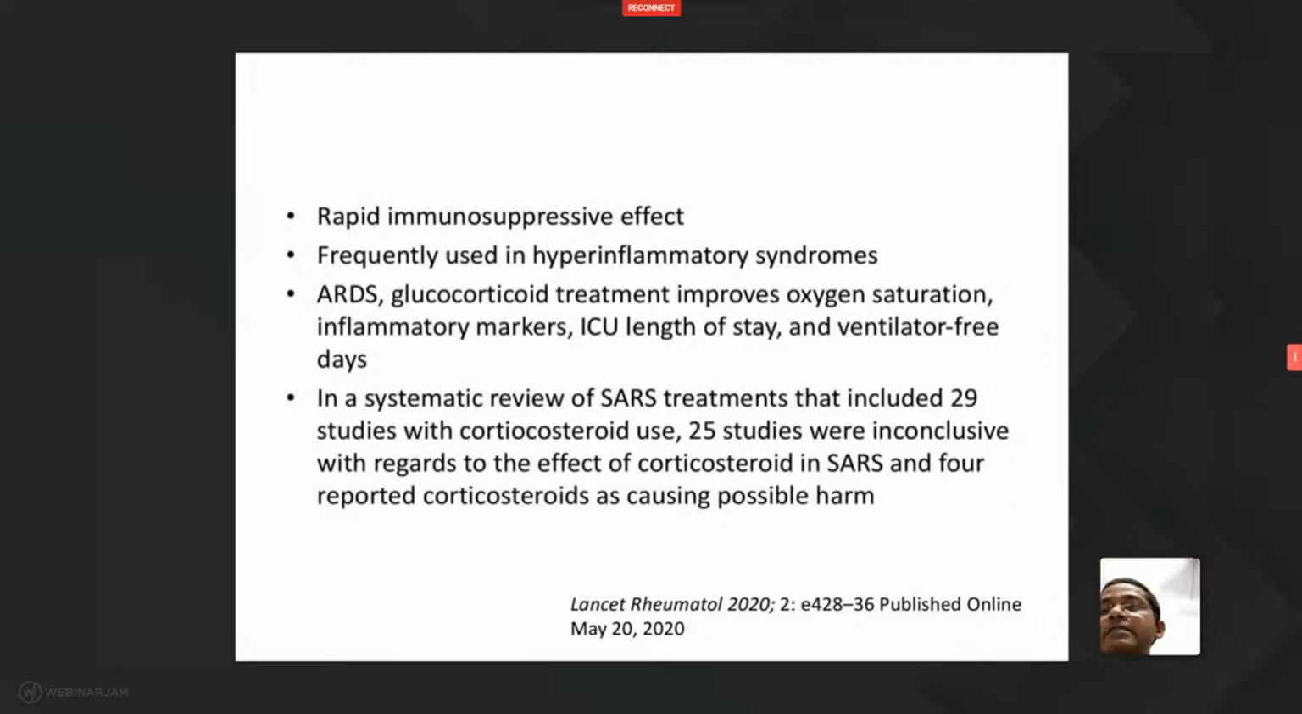In a systematic review of SARS treatment, which included 29 studies with glucocorticoid use, the outcome was not very promising. In 25 studies, the effect of corticosteroid in SARS was inconclusive, and 4 of the studies reported that glucocorticoid caused possible harm.